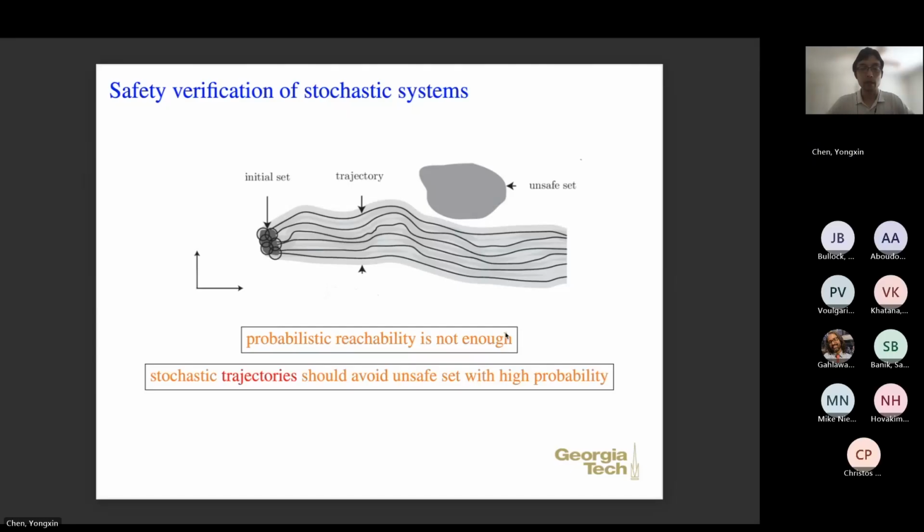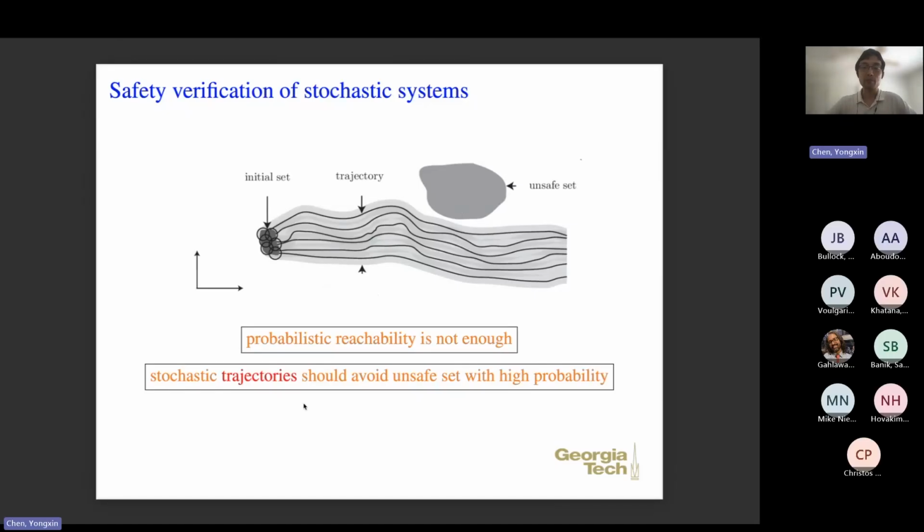But if you think about what we need for safety verification for a stochastic system, basically you would like all the simulations, let's say this is your unsafe set. Due to uncertainty, your system can take many different trajectories. You would like to make sure all the possible trajectories do not get into this unsafe set, at least with high probability. So you would like this trajectory-level safety: the trajectory doesn't intersect with this unsafe set.